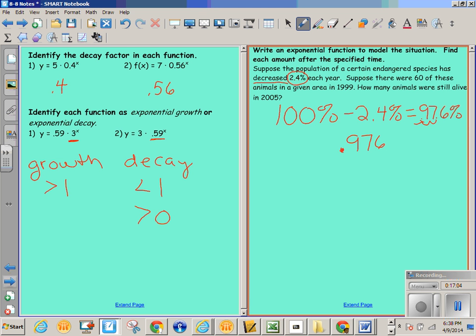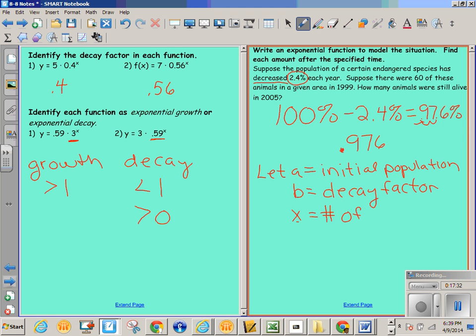Now I'm going to go to my list. So let A equal our initial population. Let B equal our decay factor. Last time it was our growth; this time it's our decay. And then X, or our exponent, is going to be the number of years. Last time it was our interest periods, but now we're talking about population, so it's going to be the difference between 2005 and 1999, which gives us 6 years. So we'll come back and use that number in just a minute. And then Y is going to be the number of animals remaining. In other words, how many animals were there in 2005?